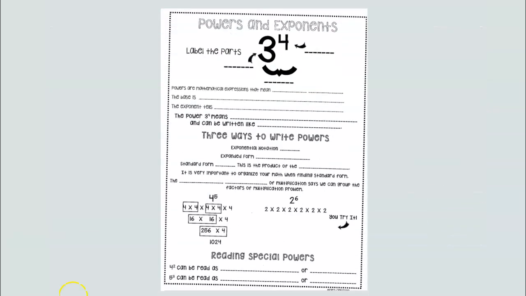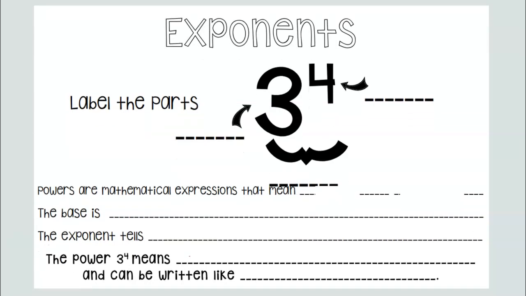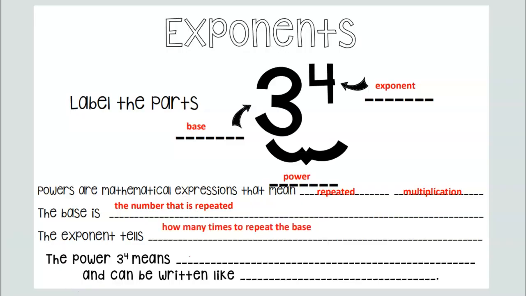Powers and exponents. We're going to label the parts. So the 3 is our base, the 4 is our exponent, and together they make a power. Powers are mathematical expressions that mean repeated multiplication. The base is a number that is repeated. The exponent tells you how many times to repeat the base. The power, 3 to the 4th power, means 3 repeated 4 times and can be written in expanded form, like 3 times 3 times 3 times 3.